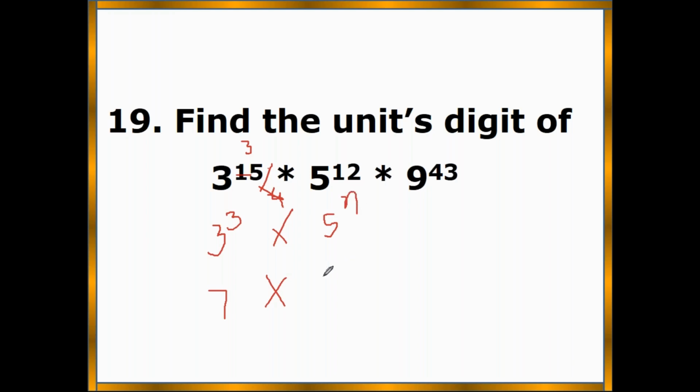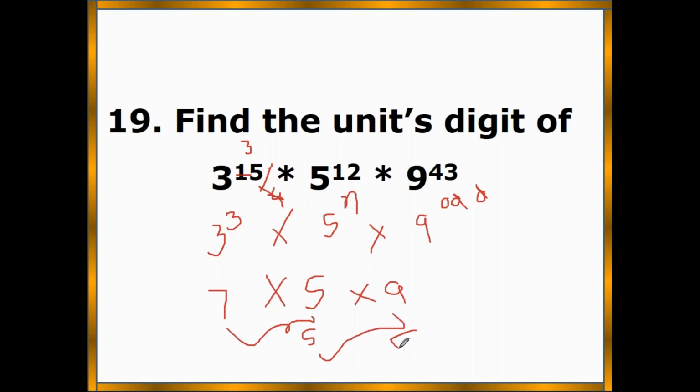5 power 12: 5 power anything, the last digit is 5. And 9 power 43. Whenever the power is even or odd, we have to focus on the power. 9 power odd means what? Ends with 9. So 7 into 5, 35 means 5. 5 into 9, 45 means 5. Please focus on the last digit of the values only. Don't go for the complete answers.